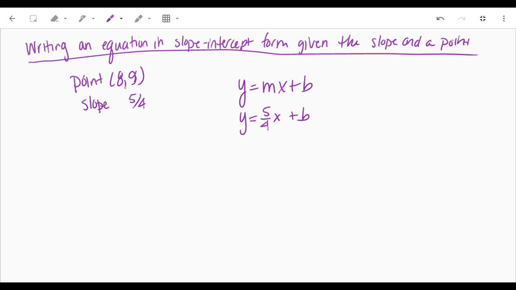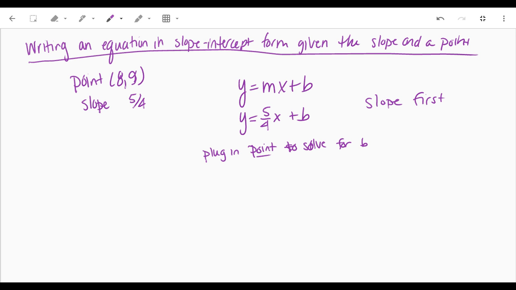Okay, so we can right away get y equals mx plus b, so y equals 5/4 x plus b. So slope first. We don't know what b is, but we do know a point that makes this equation true is the ordered pair (8, 9). So now we can plug in the point to solve for b.